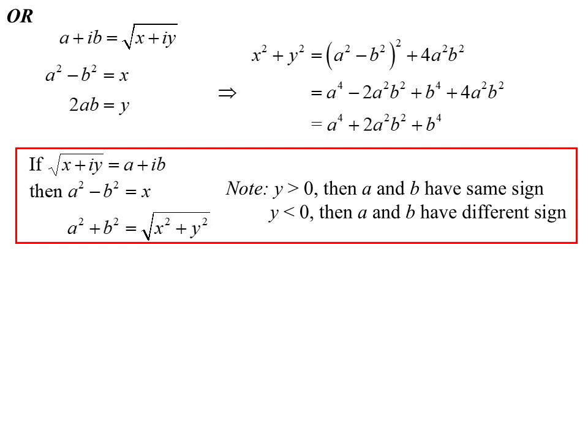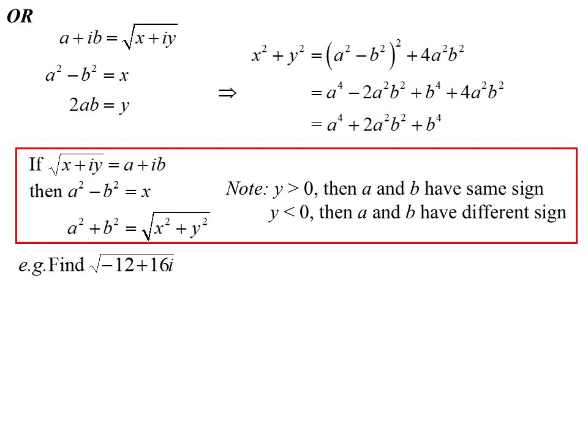Well, you look at the value of the imaginary part. Now, if y is greater than 0, then a and b will have the same sign. If y is positive, a and b must have the same sign. They're both negative or they're both positive. But if y is less than 0, a and b must have had different signs. Minus 12 plus 16i. So same questions.